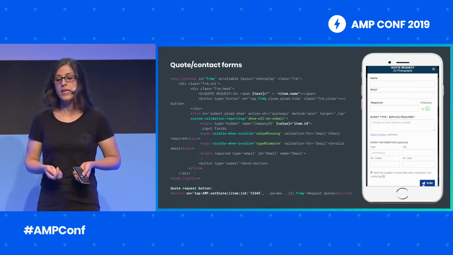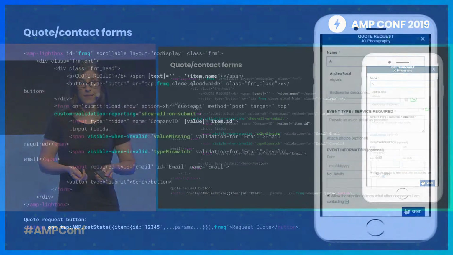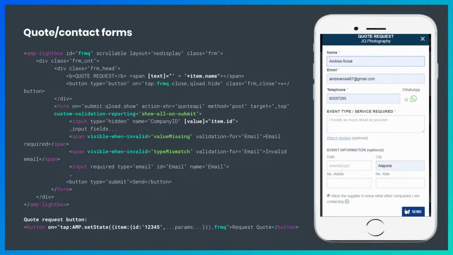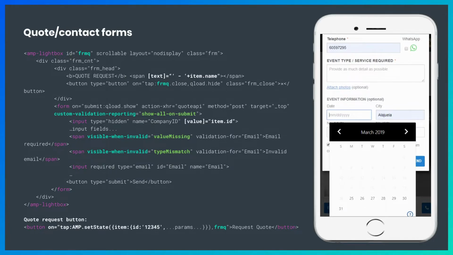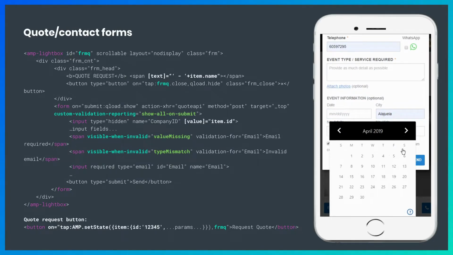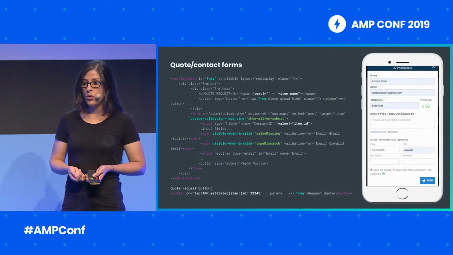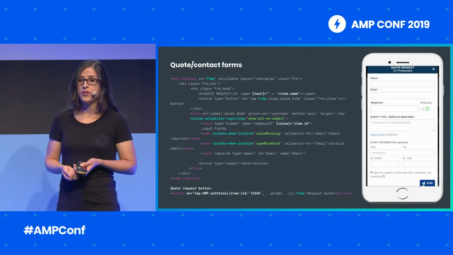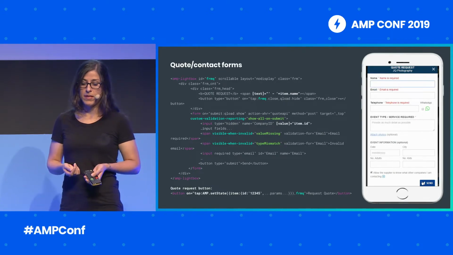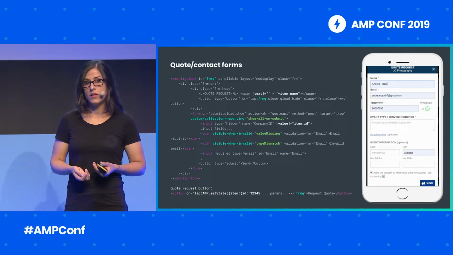In here, we can see how we replace the jQuery dialog with AMP Lightbox and some CSS classes. Using the custom validation reporting attribute, we specify the type of validation performed by the form. And through the visible when invalid attribute, we implement it in a declarative way. Below, we can see how when the user presses the request quote button, after setting the state that allows us to dynamically indicate the name and ID of the company contacted, the lightbox is shown.